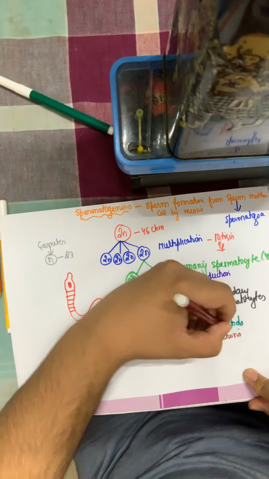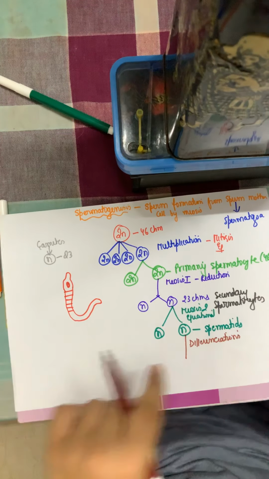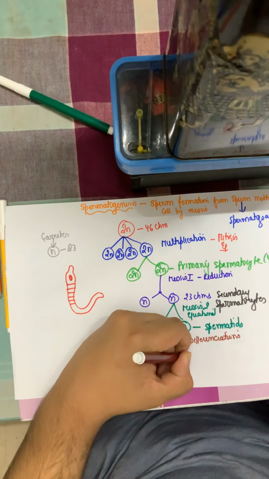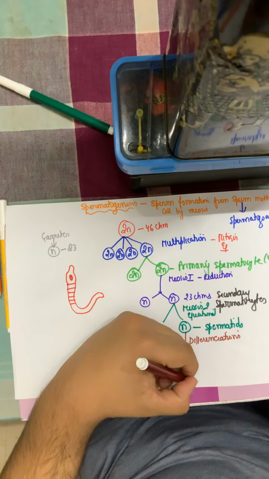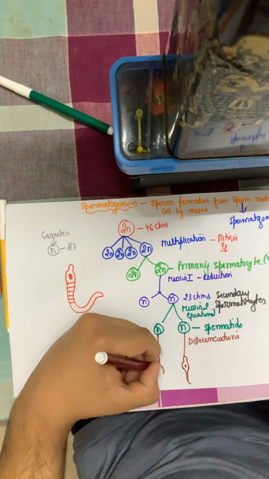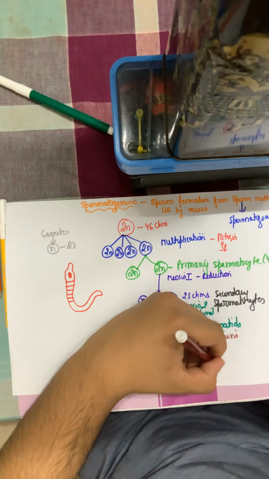Now cell division is important to increase the number of cells. Differentiation changes the shape and structure of the cell. This structure has to form this structure. So this will undergo differentiation and will form the sperm. One sperm here. This will also undergo differentiation to form another sperm here. And here we get the sperm.